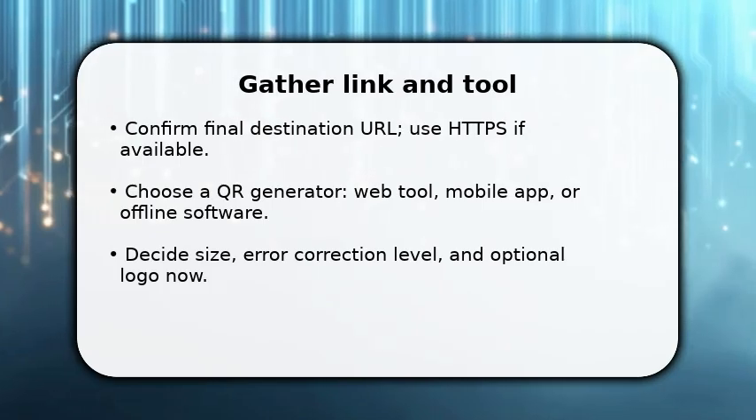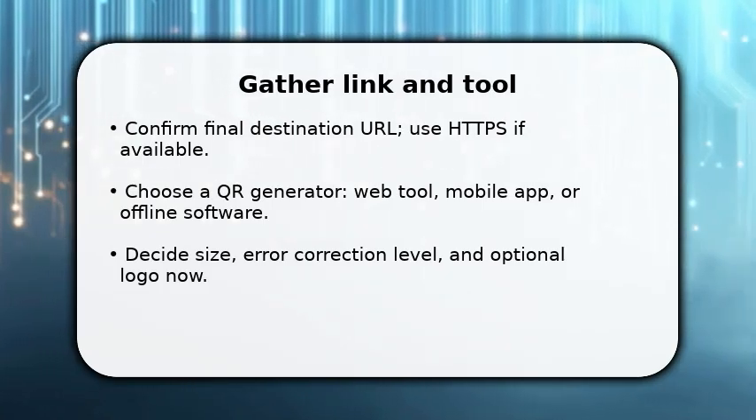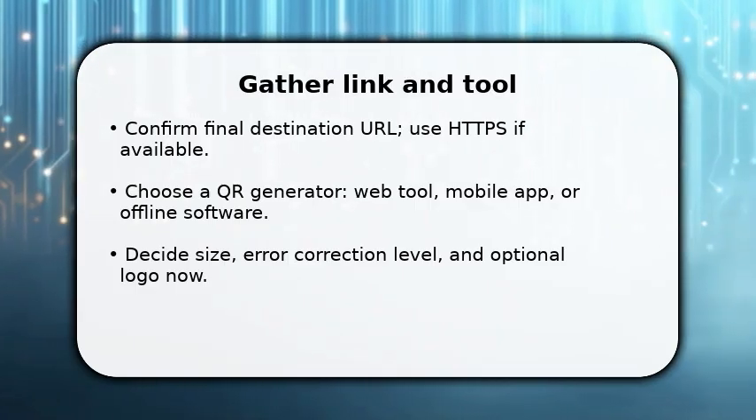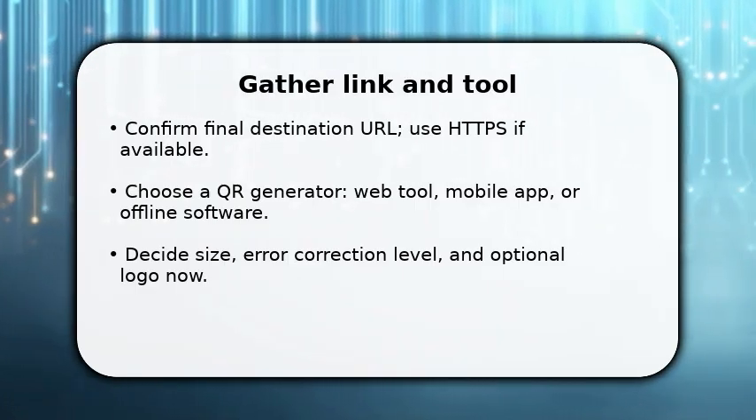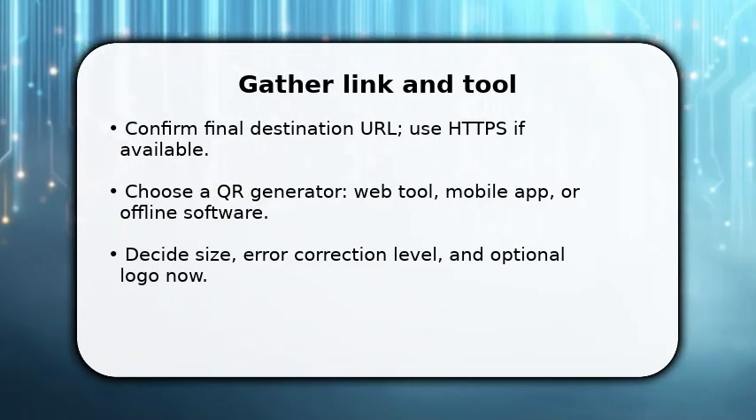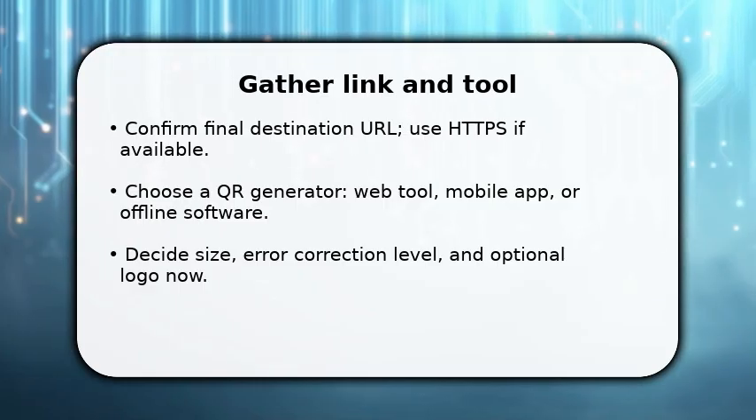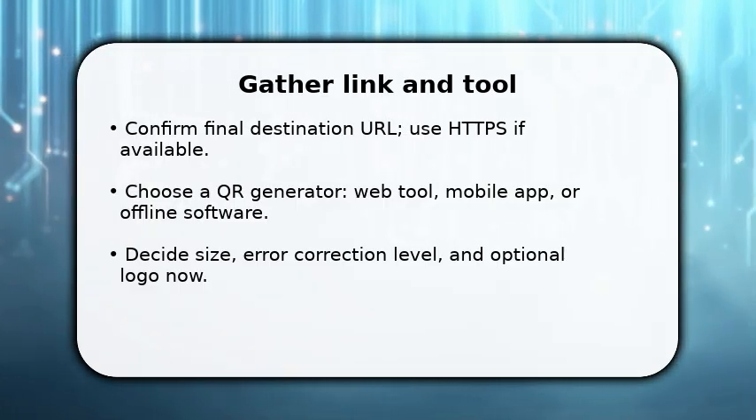Enjoy the video. You start by preparing the exact link you want encoded and selecting a QR generator tool. Use the live, final URL and prefer HTTPS to prevent warnings. Once done, pick the output size and error correction level. Higher correction allows logos and damage tolerance.